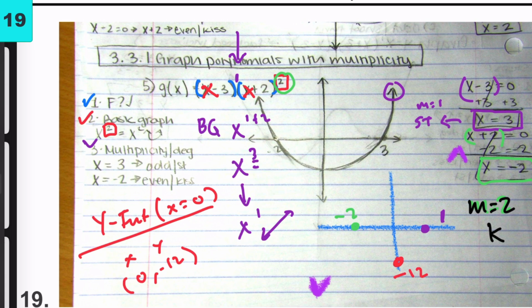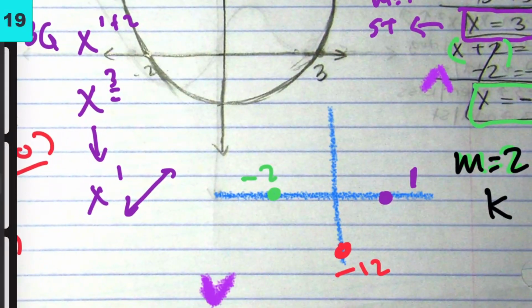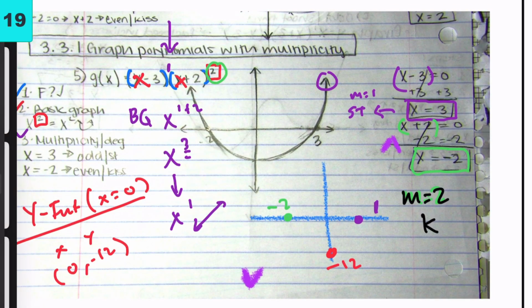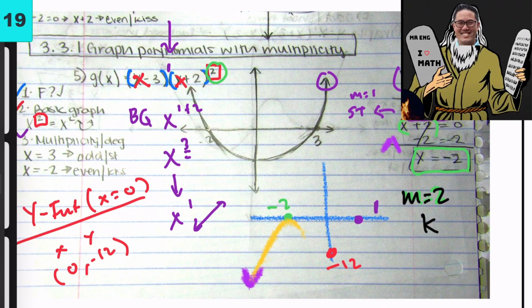Okay, so let's go ahead and sketch. Start on the left. At negative 2, it's a kiss. Kiss and run away. We're going to go through negative 12, going from left to right. Then at 3, it's a shoot through. So my graph should look something like that.